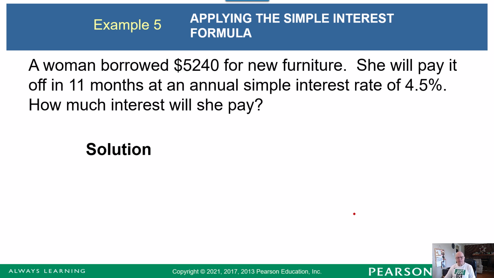All right, we've got something to work on here. So let's pretend this is real life. The woman borrowed $5,240 for new furniture. She'll pay it back in 11 months at an annual simple interest. I'm not getting complicated.